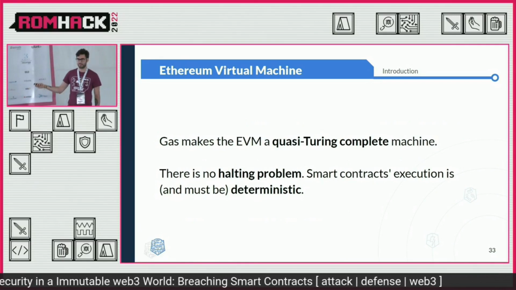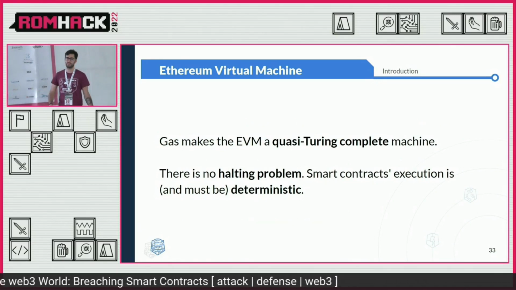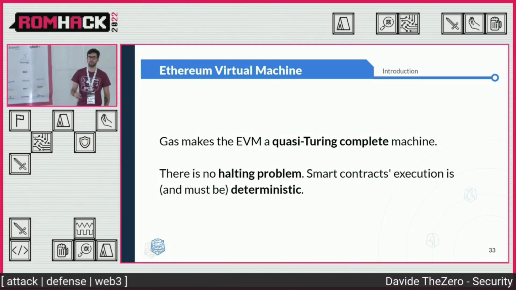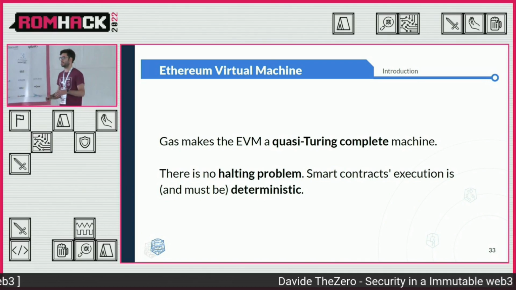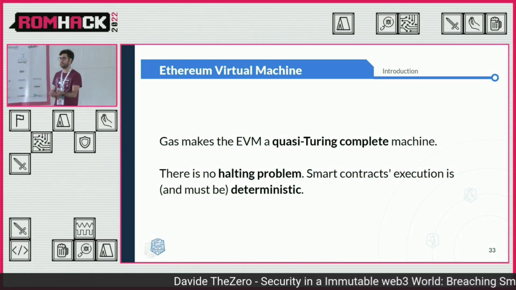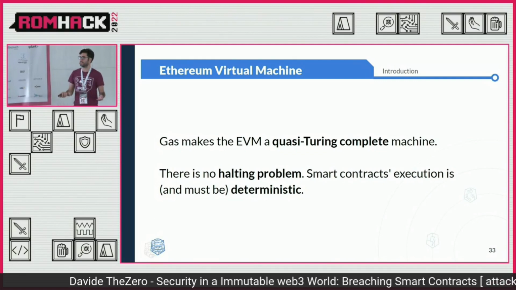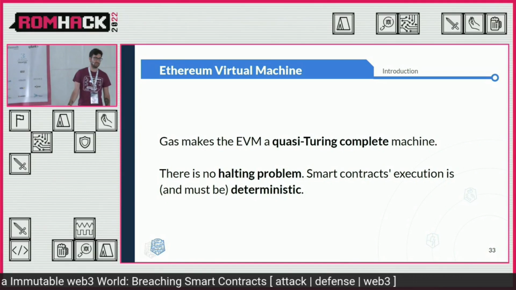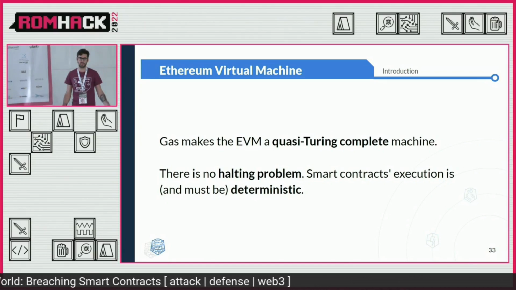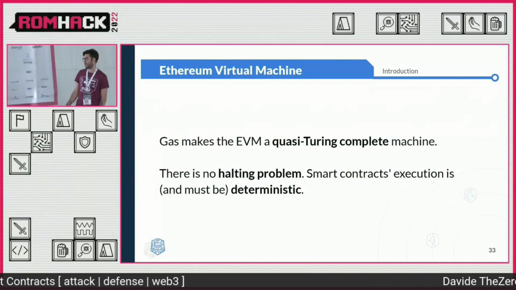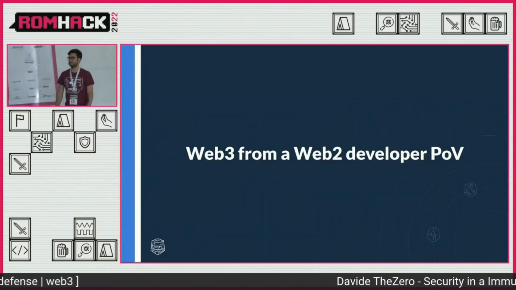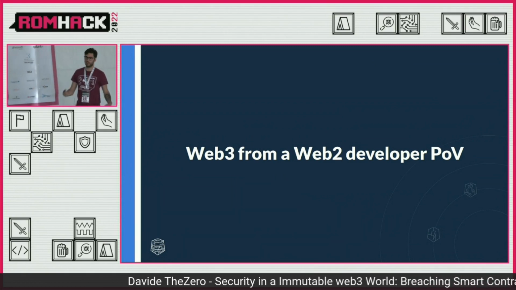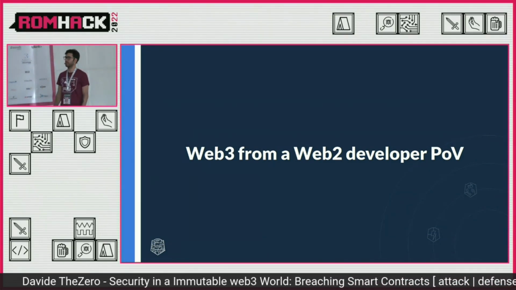So this concept makes the EVM a quasi-Turing complete machine, and we don't have the halting problem here, because you need to send a certain amount of gas, and when the gas is done, the execution is stopped. And smart contracts need to be deterministic because everybody in the network needs to have the same result, and this is important. So let's start our journey looking at Web3 from a Web2 developer's point of view.